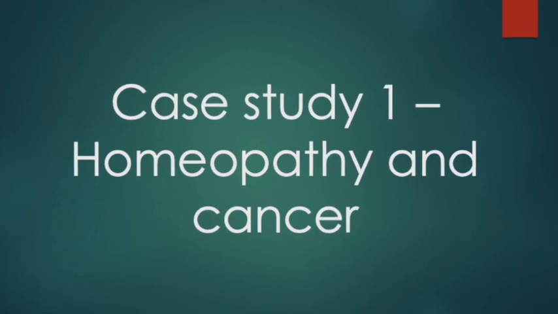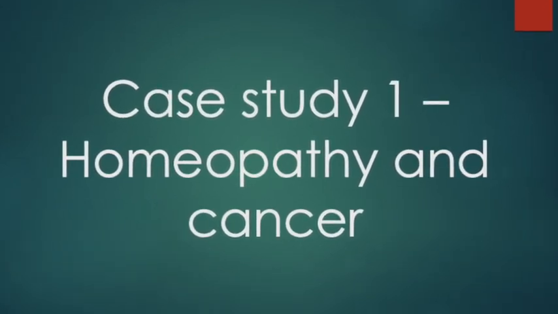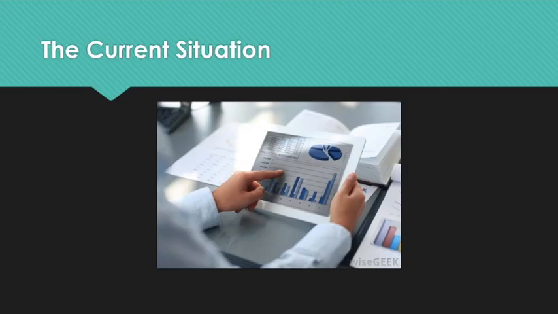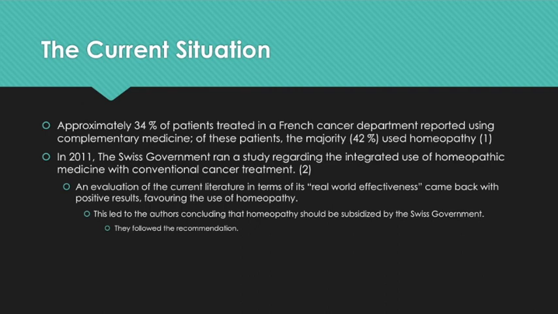Now, I will be discussing the correlation between homeopathy and a specific disease state, cancer. Homeopathy for cancer has become a popular option amongst oncology patients. Current data shows that approximately 1/3 of patients treated for cancer in France have been found to use some form of complementary medicine, with the near majority of those choosing to use homeopathy. This sort of approval has led to studies being conducted to evaluate the effectiveness of homeopathy.